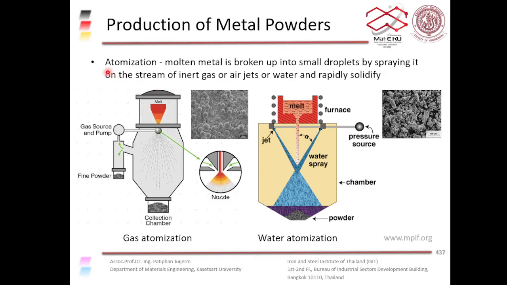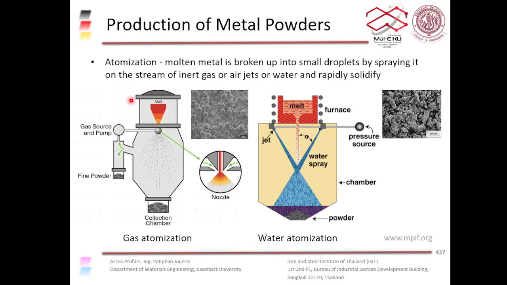Okay, the first step is the production of metal powder. The metal powder can be produced in many techniques. One of the most widely used techniques to produce metal powder is called atomization. In this technique, the molten metal is broken up into small droplets by spraying it on the stream of inert gas or air jets or water jets, and the molten metal will rapidly solidify.